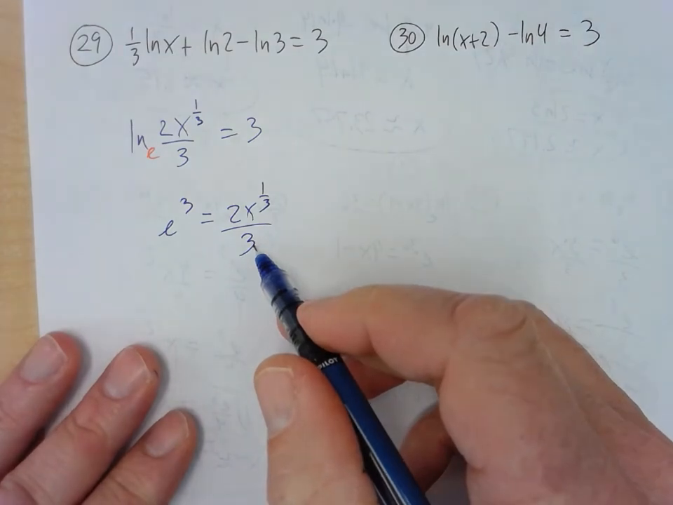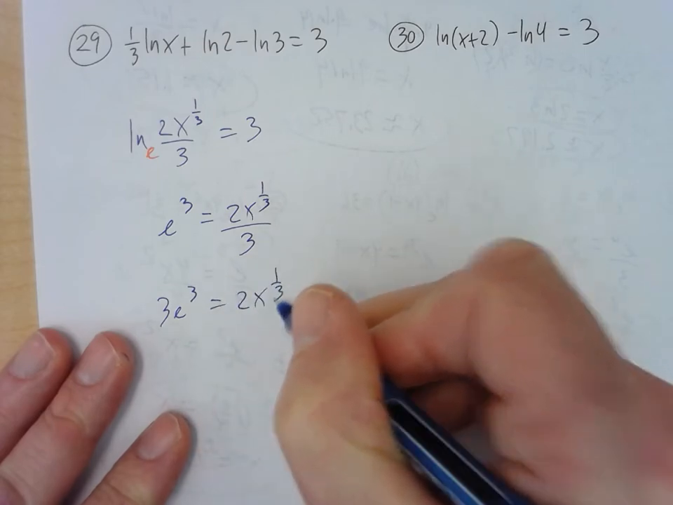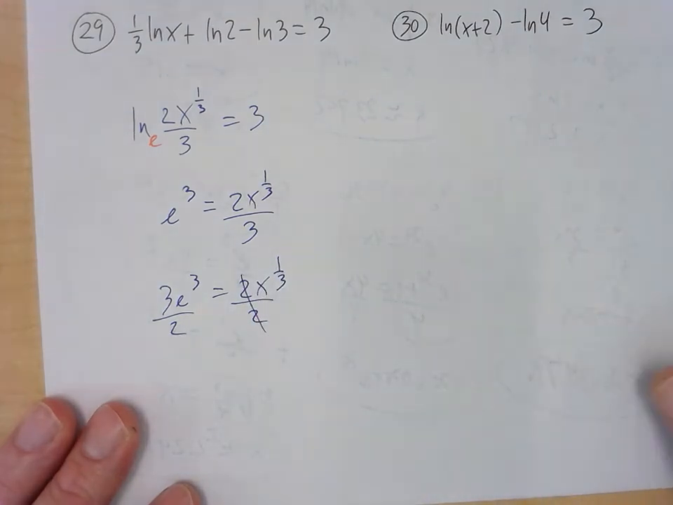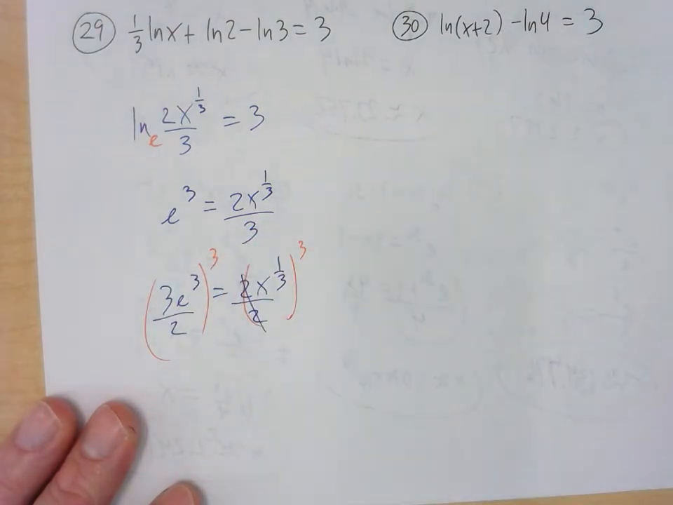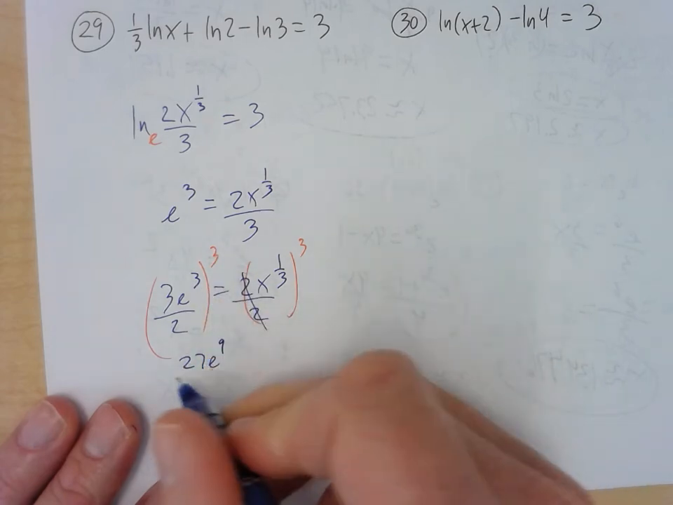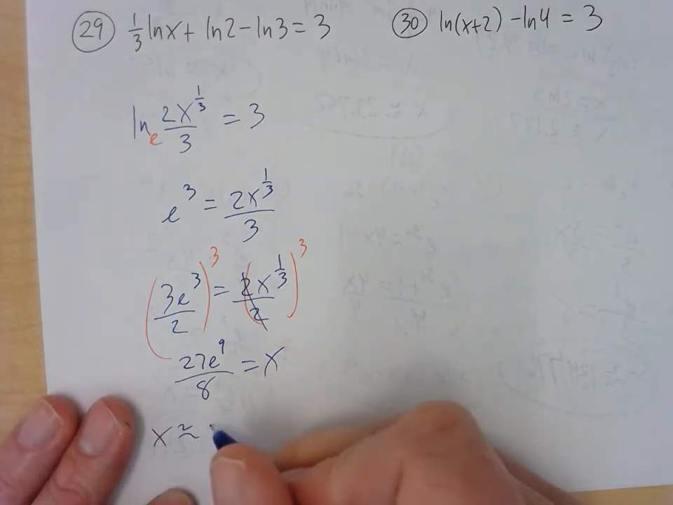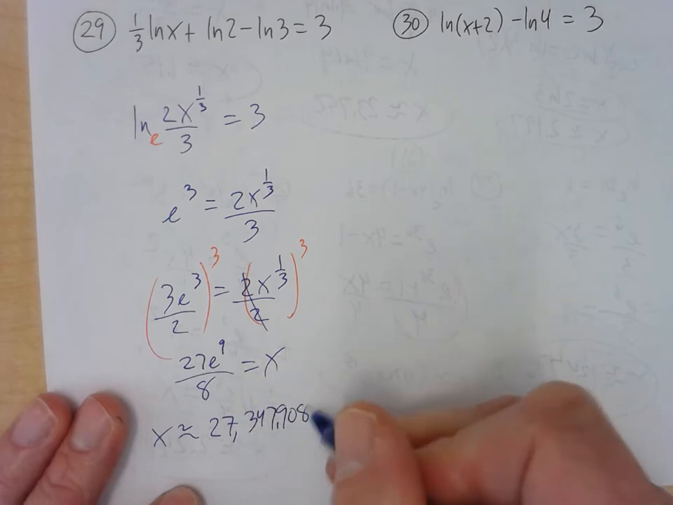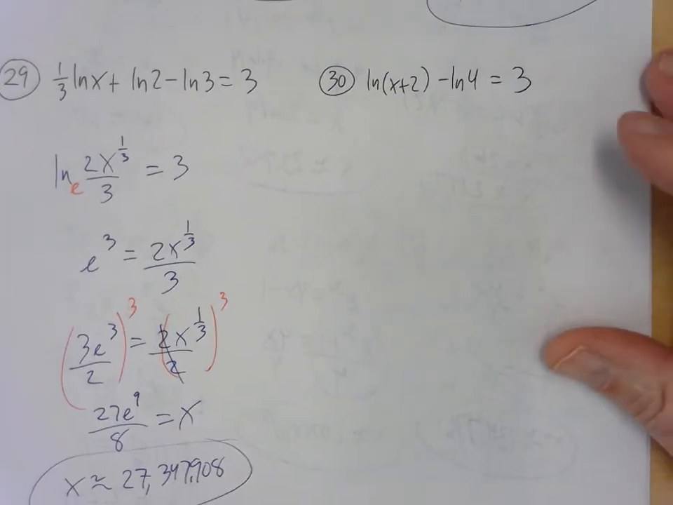I'm going to multiply the 3 over. So it's 3e to the 3rd is equal to 2x to the 1/3. Divide by 2. And that goes away. Then I'm going to cube each side. So raise everything to the 3rd power to figure out what x is. So if I cube this, I get 27e to the 9th, 3 times 3, and then over 8 is equal to x. Type that into the calculator, and it's 27,347.908. Large, huge number.